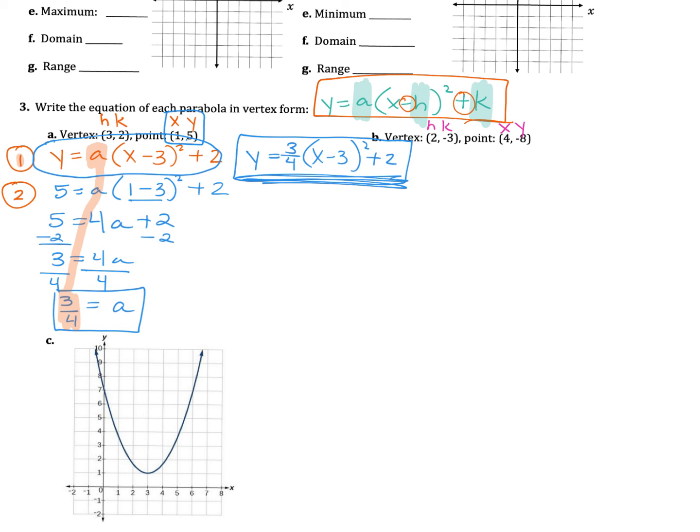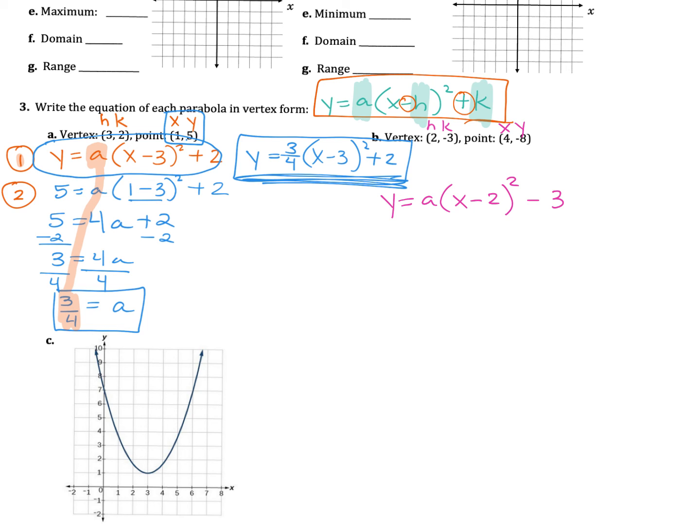Y equals negative 5 over 4, and then parentheses x minus 2 squared minus 3. Yes, so negative 5 over 4. So start with that first. Y equals a times x minus h squared plus a negative 3, so minus 3. Okay, that's your like step one. Here's the basic setup. Then we plug in the x and the y.